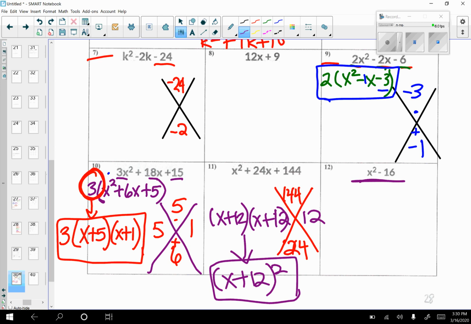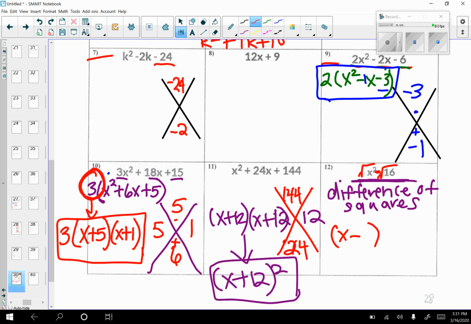Okay, and my last one here is very important. This is actually called difference of squares. Difference of squares says if you have something where you can take the square root of the first term and get a perfect square, and take the square root of the second term, with subtraction in between, then you can use difference of squares. You take the square root of the first and the square root of the second, and it's x minus, x plus.